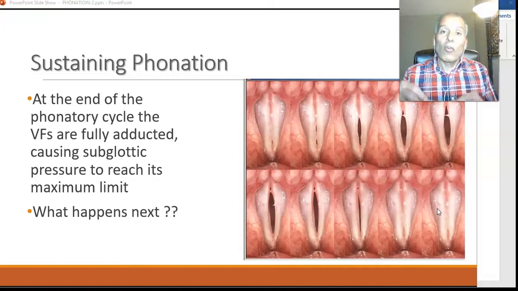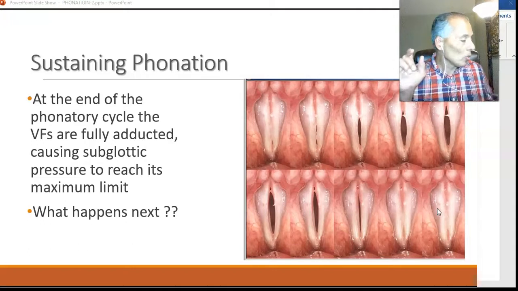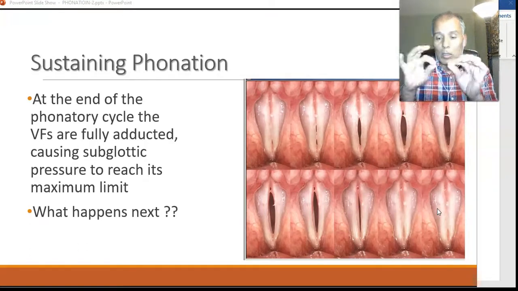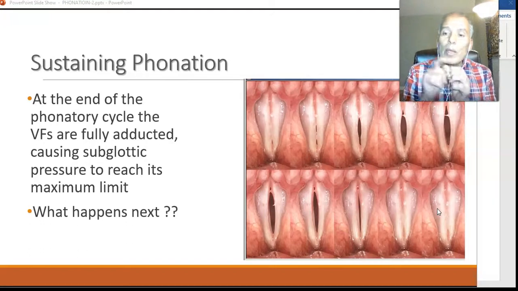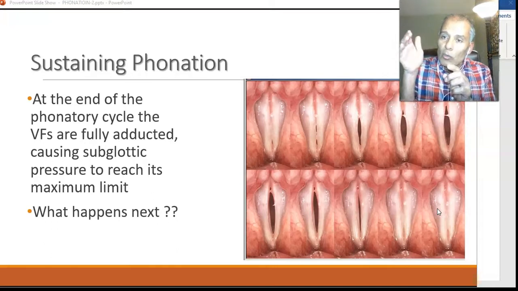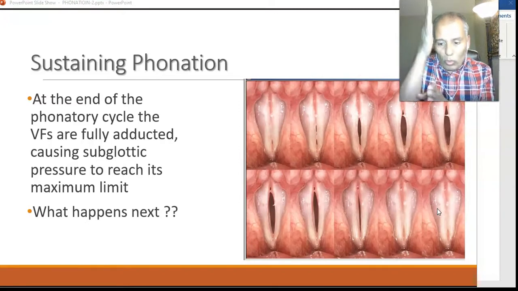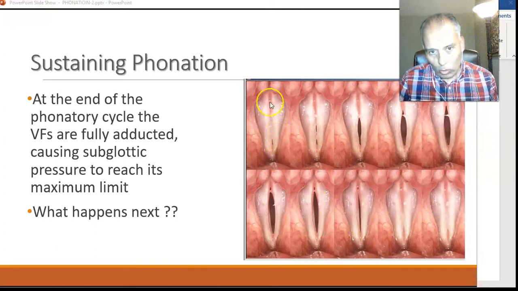Now, we said before in other classes that the elastic force, what brings something back to its original position, is going to decrease as you go from the maximum point of displacement. As you go closer to rest, the elastic force will decrease and decrease. When you go to rest, there is no resistance at all. There is zero elastic force. Because that is where the vocal fold wants to be.